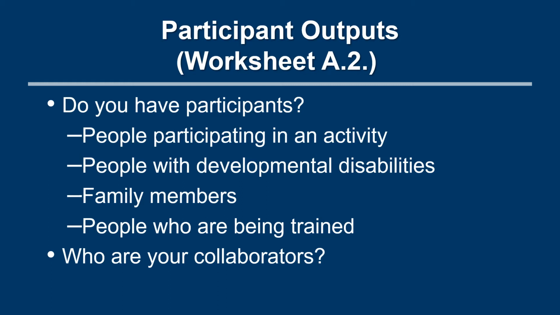The SCDD performance measures look at two kinds of participants. The first are people. These could be people with disabilities or their family members participating in an activity. For example, if your program involves an advocacy skill building program, teaching children with developmental disabilities to participate in their individual education program, or IEP, the children are your participants, and so are their family members if they are helping. Participants could also be other people who are being trained or educated, such as first responders or program staff.